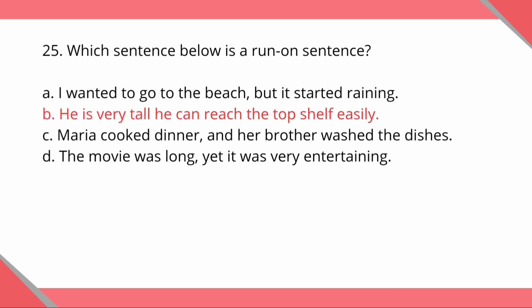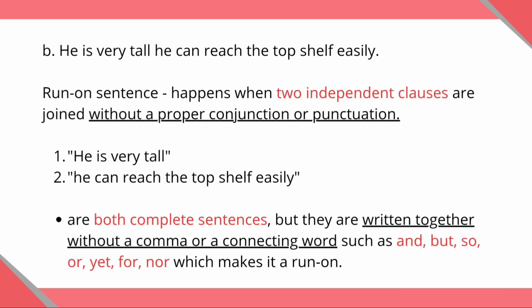The correct answer is letter B. "He is very tall, he can reach the top shelf easily." A run-on sentence happens when two independent clauses are joined without a proper conjunction or punctuation. First, he is very tall, and second, he can reach the top shelf easily. These are both complete sentences, but they are written together without a comma or a connecting word such as and, but, so, or, yet, for, nor, which makes it a run-on.